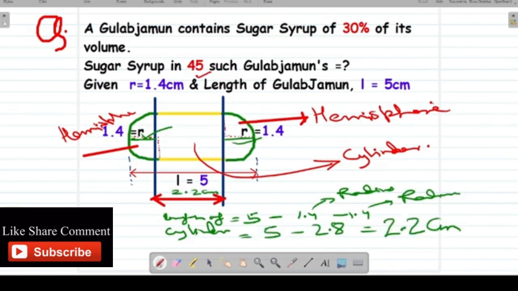We know the volume of a hemisphere is 2 by 3 pi r cube. When we attach the two hemispheres, the one in the extreme left and the one in the extreme right, they will give a sphere. So you can write two separate hemisphere volumes and add them, or you can directly add the volume of a single sphere, because the radius is common for both hemispheres, and the volume of a sphere is 4 by 3 pi r cube. So let us calculate the volume.